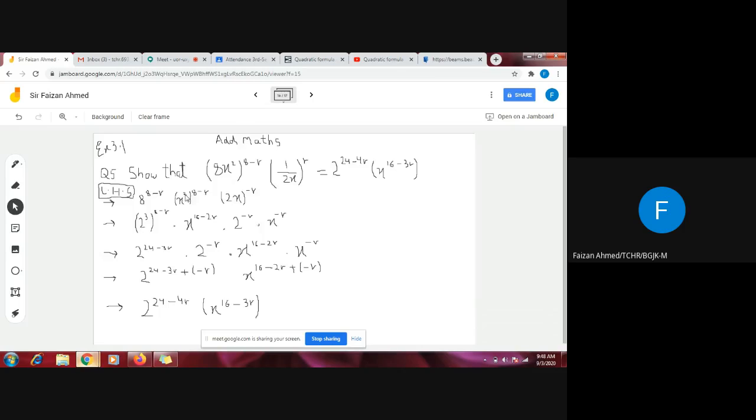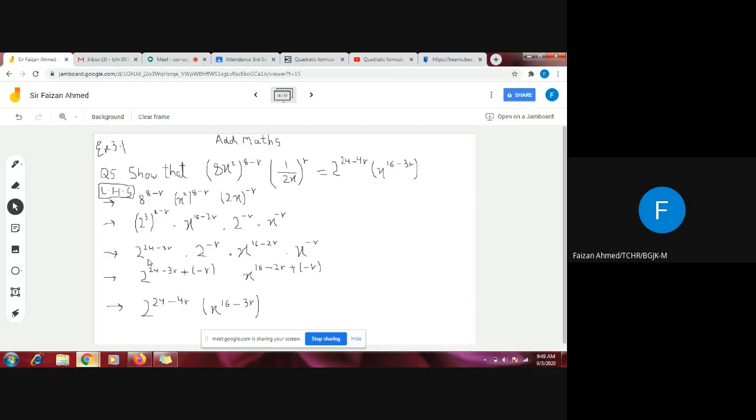And what I did over here is that I applied the double power law. I have multiplied this 2 with 8 and r. 2 times 8 is 16, and 2 times r is 2r, with the minus sign, minus 2r. And I have again distributed the power, 2 to the power minus r and x to the power minus r. So again, applying the double power law, 3 times 8 is 24 and 3 times r is 3r. So now I have two 2 bases and two x's, so I will just combine them.